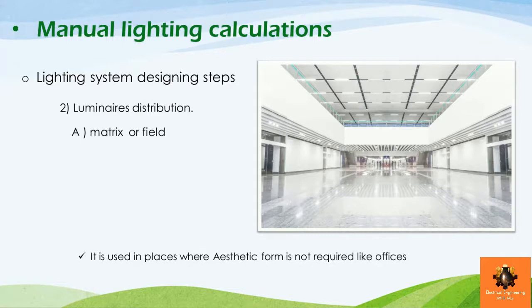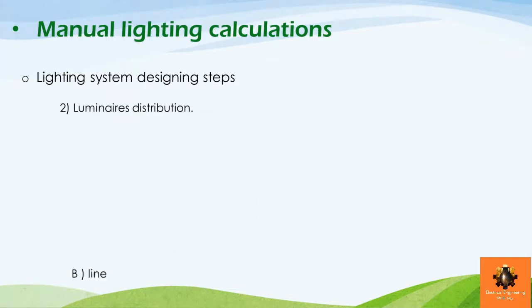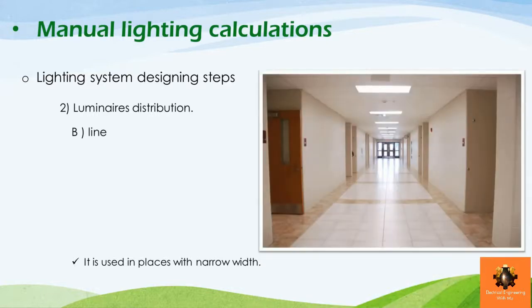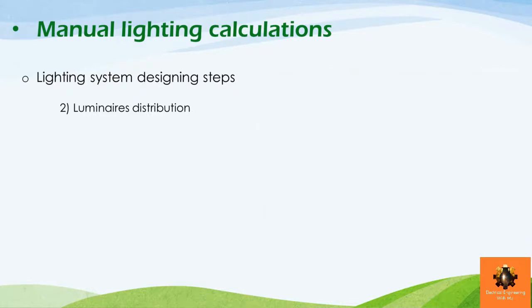Very good. Now the second method of distribution is the line method, as at that case the luminaires are distributed in only one line or one row, and we use this method of distribution in the narrow places which have narrow width, and this is like the corridor, for example. Although the corridor is a long one, but it has a narrow width, hence the line method will be a good one.